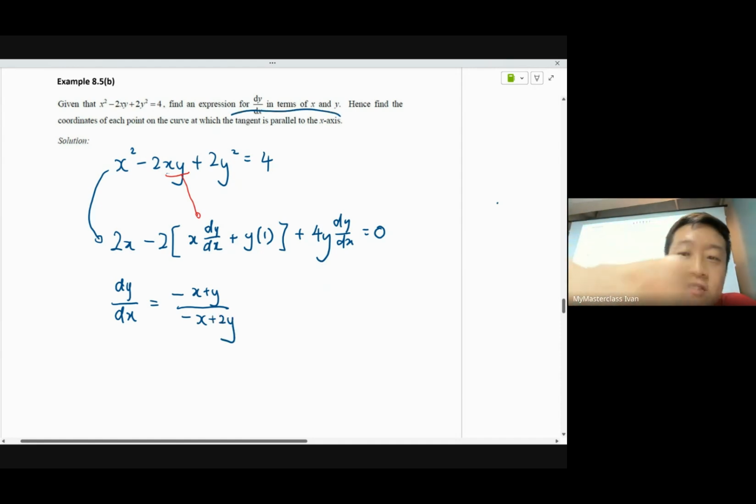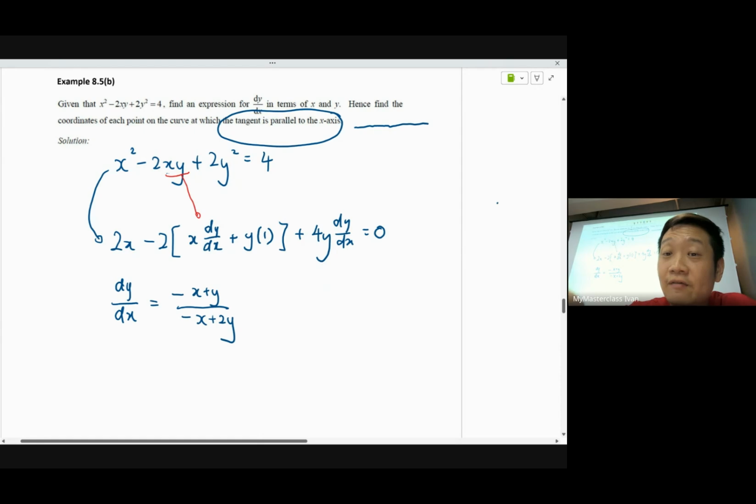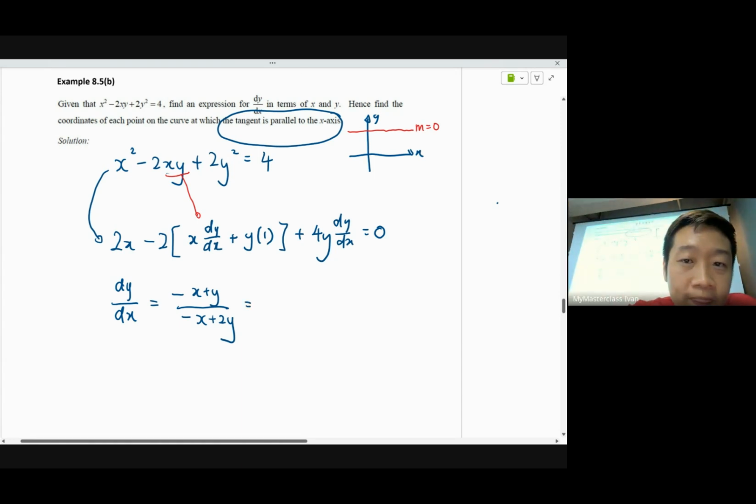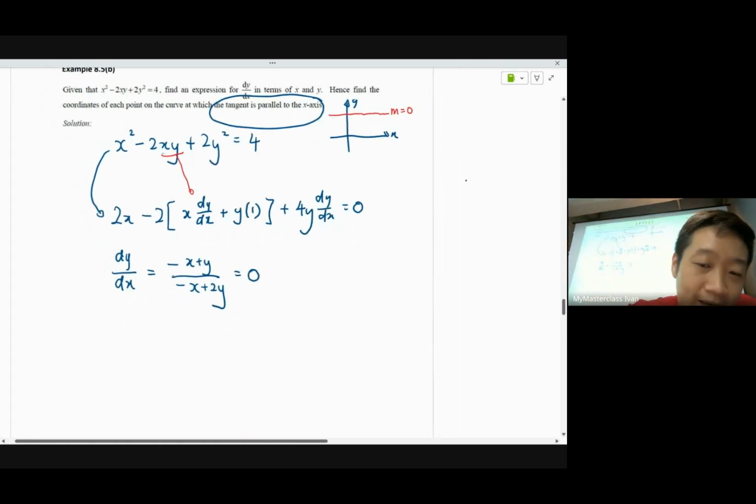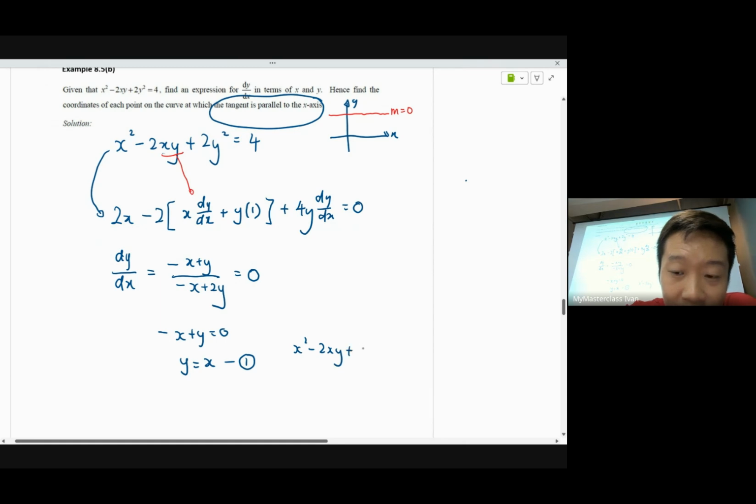If the tangent is parallel to the x-axis, means the tangent is this way. This is your y and this is your x. If your tangent is parallel to the x-axis, which means this way, the gradient is what? 0. So dy dx equals 0. So this means that negative x plus y equals 0, y equals x, equation 1. x squared minus 2xy plus 2y squared equals 4, equation 2.